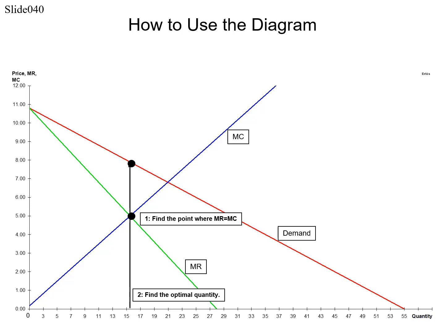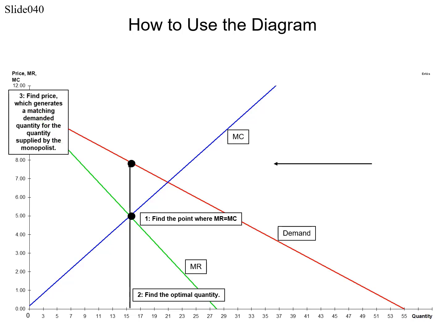You wanted to know which price generates the right demanded quantity. And this is exactly what the demand curve tells you, and therefore you have to go all the way up until you reach the demand curve. From this point you go straight to the left and you will find out the price which generates the optimum quantity is approximately $7.80.